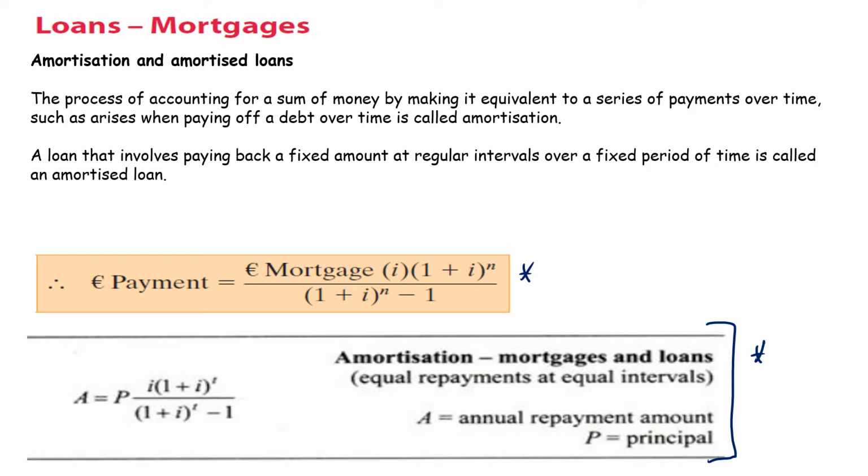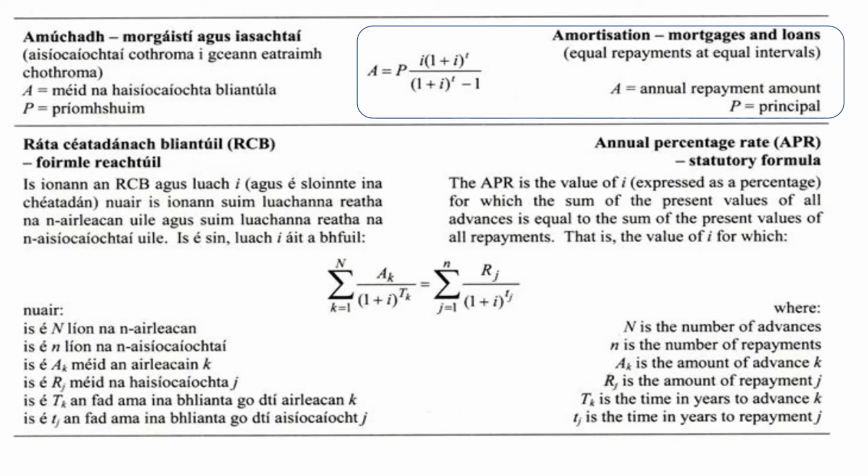It has A, which is the annual repayment amount, so that's how much you pay. It doesn't have to be annual because, like our other formulas, if you want A to be monthly, just make sure that your interest rate is monthly. P is the principal, so the amount of the loan. In this case, they've told it the mortgage. I is the interest rate, 1 plus I to the power of t. The t is the time, in years or months. Again, that period must match the period of A, the repayments, and the I, the interest rate. All over 1 plus I to the power of t minus 1. So there it is.